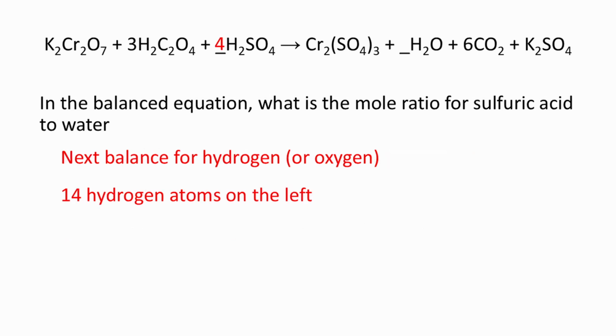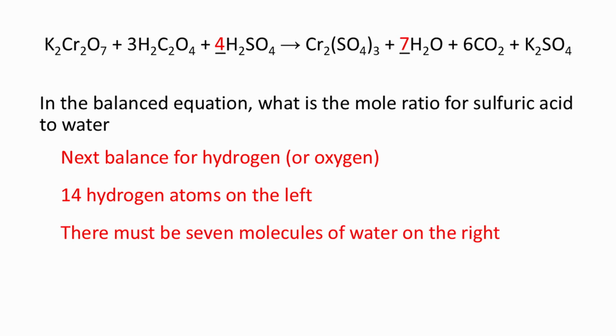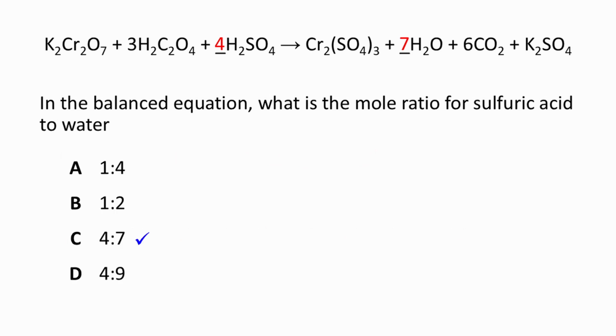Next, balance for hydrogen or oxygen. Hydrogen works out to be a little bit more straightforward for this question. There are 14 hydrogen atoms on the left. There must be 7 molecules of water on the right in order to balance for hydrogen. The answer is option C, 4 to 7.